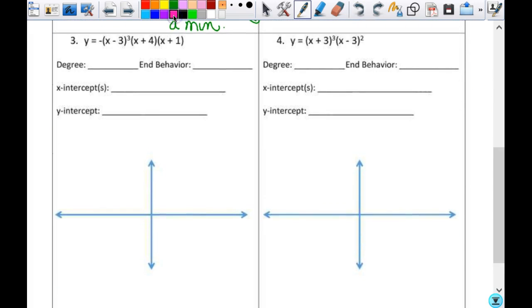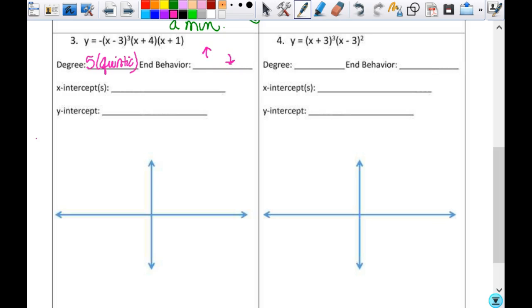All right, so let's go ahead and look at number 3. What is the degree? 5. So we would call it a what? Quintic. Okay. And then the end behavior would look like what? Up, down. This is negative right here, so this would be up, down.